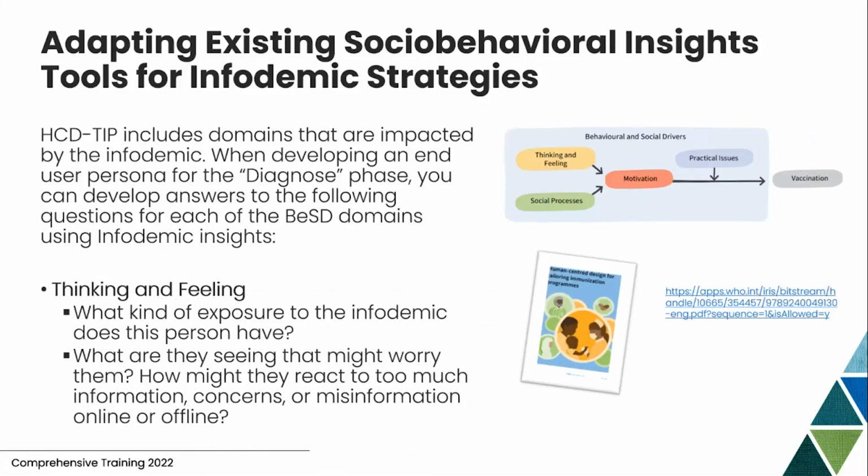So let's talk about the HCD tip. Do you remember the BES model? That's the blue box in the top right, where you have these buckets of thinking and feeling, social processes, motivation, and practical issues that impact vaccine uptake. Here are some questions you can think about for each of those buckets. For thinking and feeling: what kind of exposure to the infodemic does this person have? What are they seeing that might worry them? How might they react to too much information, concerns, or misinformation online or offline?